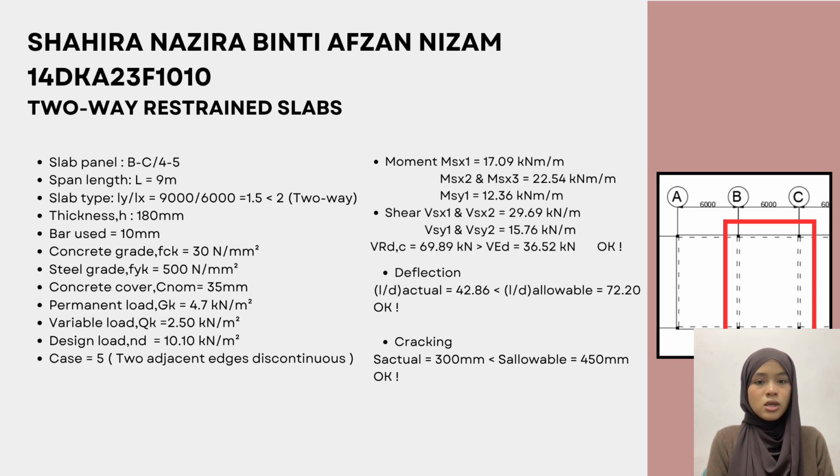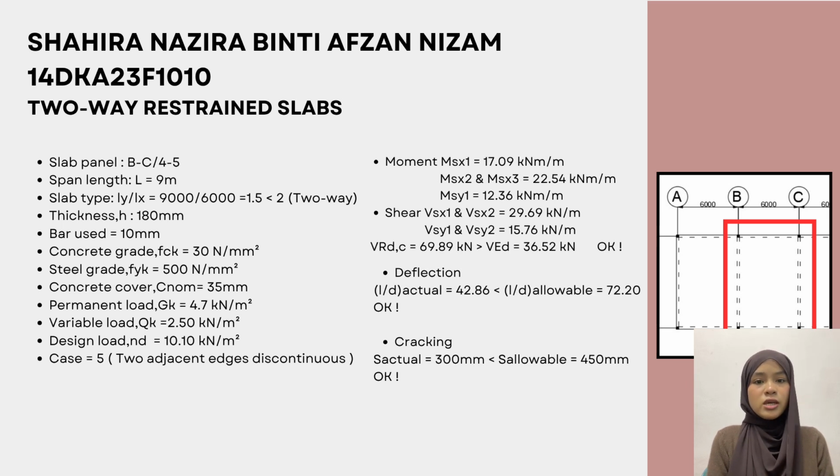In the x direction, the moment is around 17.09 kilonewton meter per meter and 22.54 kilonewton meter per meter. In the y direction, the moment is 12.36 kilonewton meter per meter. So for the shear check, shear demand is about 29.69 kilonewton per meter, and the shear capacity is 69.89 kilonewton. Capacity is higher than demand, so shear is safe.